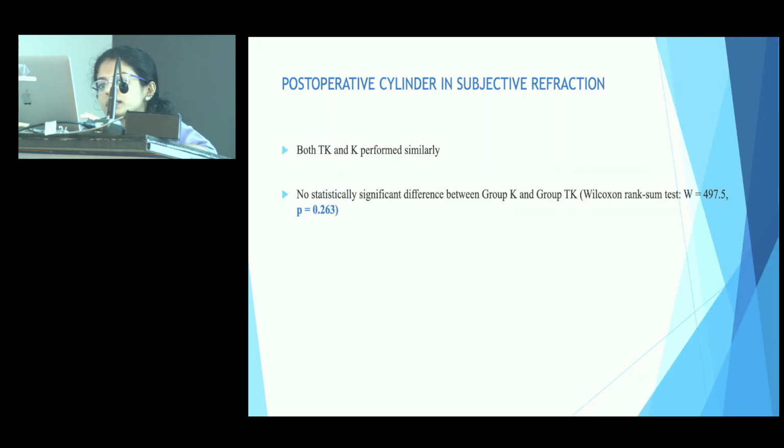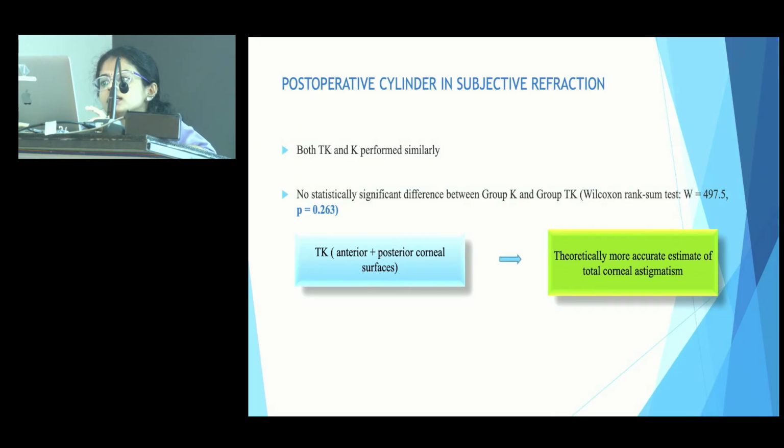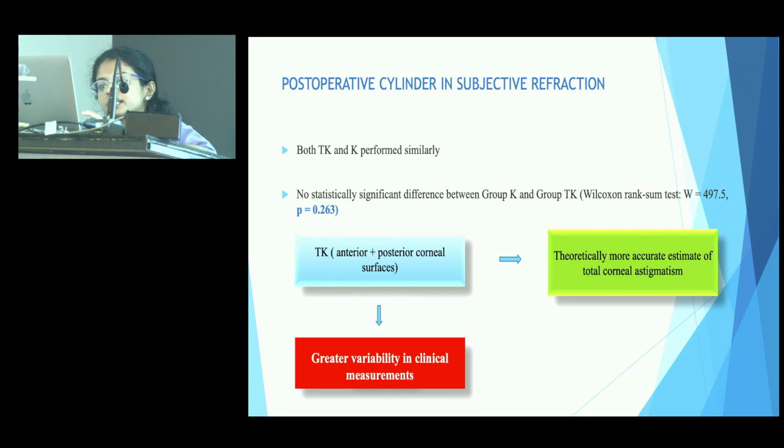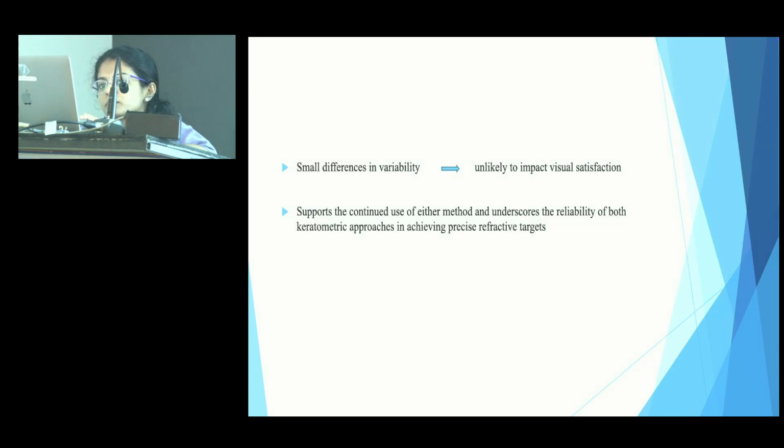So both total keratometry and conventional keratometry performed similarly, and there was no statistical significance between the two groups in postoperative cylinder in refraction. The TK group, since it considers the anterior and posterior corneal surfaces, is theoretically a more accurate estimate of total corneal astigmatism, but greater variability is seen in clinical measurements. Since there is a small difference in the variability, it is unlikely to impact visual satisfaction, so it supports the continued use of either method and underscores the reliability of both keratometric approaches in achieving precise refractive targets.